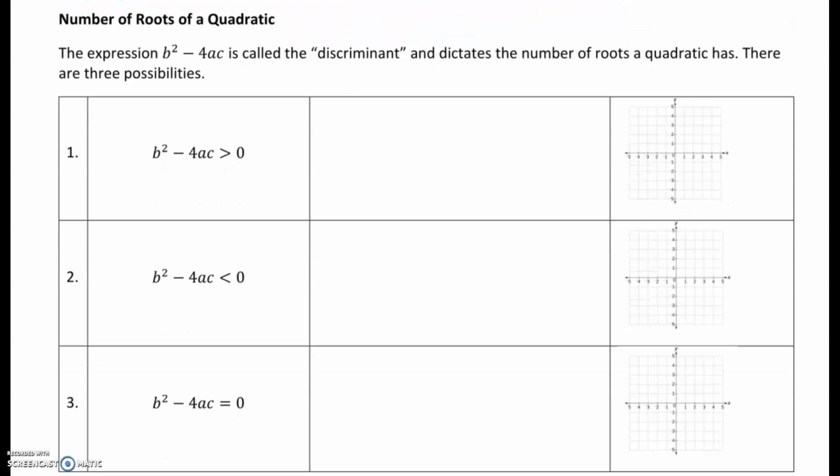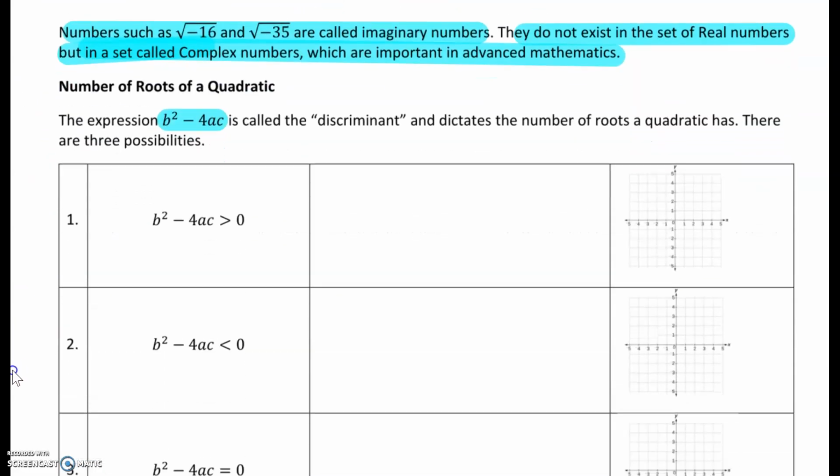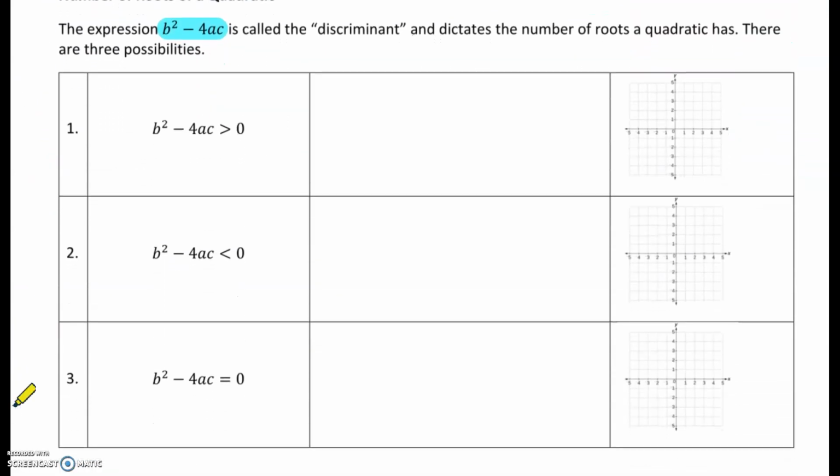So the number of roots of a quadratic: the b squared minus 4ac, that is what is underneath the square root symbol in our formula. This is called the discriminant, and it dictates the number of roots a quadratic has. And remember that number of roots, we could also say zeros, and we could also say x-intercepts that a quadratic has, that there's three possibilities.